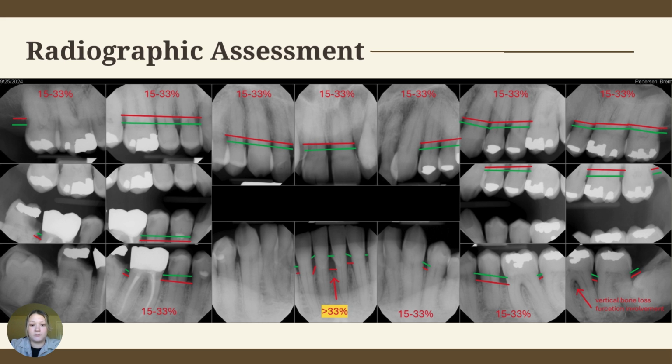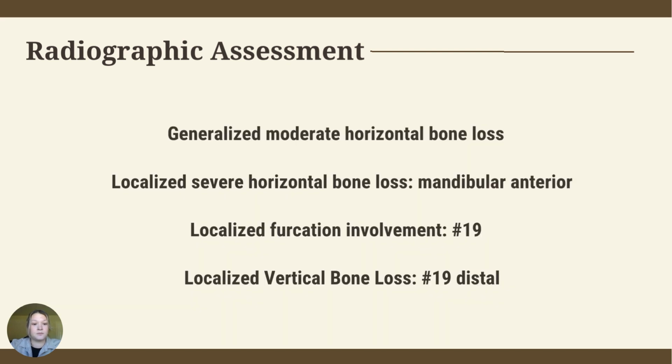Down on the lower left, you can see there's some furcation involvement and a little bit of vertical bone loss. Overall, his radiographic assessment showed generalized moderate horizontal bone loss, localized severe horizontal bone loss in the mandibular anterior area, some localized furcation involvement, and some localized vertical bone loss.